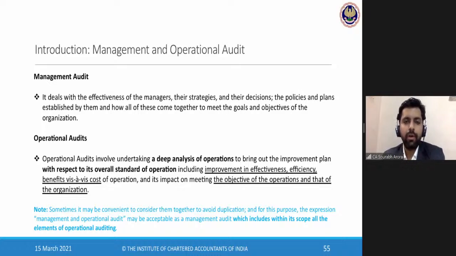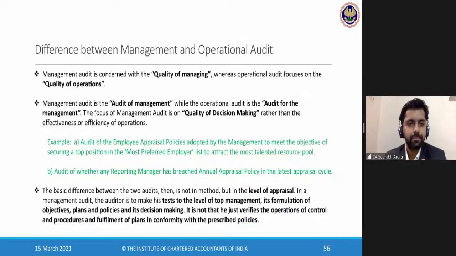Also, one more point I would like to point out here: management audit and operational audit sometimes overlap in their scope and activities. So, to avoid duplication, the expression management and operational audit may be accepted as management audit. Management audit is broader in scope in comparison to operational audit, and it may include the operational audit as well. So wherever a clear distinction is not available, you may say that management audit includes operational audit.